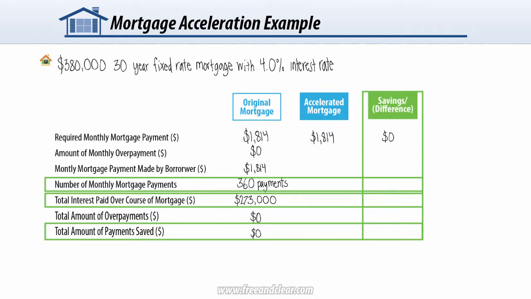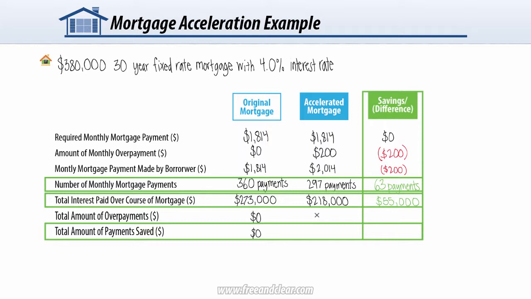Now, let's look at the accelerated mortgage and compare the two. In the case of the accelerated mortgage, let's say the borrower pays an extra $200 a month and makes a monthly payment of $2,014. By overpaying or accelerating his or her mortgage, the borrower reduces his or her mortgage term by more than 5 years, makes only 297 monthly payments instead of 360, and pays only $218,000 in interest expense over the life of the loan. So applying mortgage acceleration enables the borrower to make 63 fewer monthly payments and save approximately $55,000 in interest expense over the life of the mortgage.